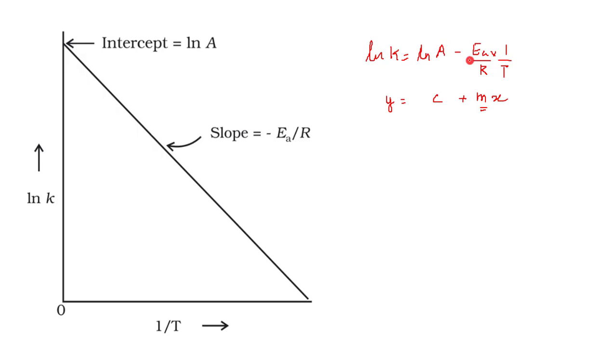M is the slope, okay, that is negative slope. M is equal to nothing but slope. It is equal to what? Minus EA by R, right? And the intercept is ln of A. Intercept is ln of A. Okay, so slope is equal to minus EA by R.